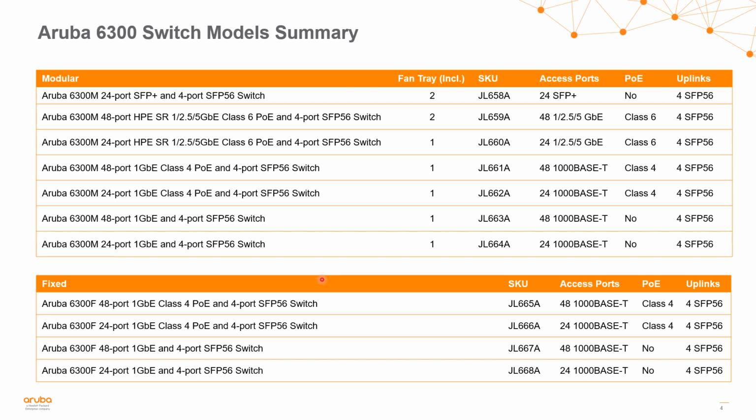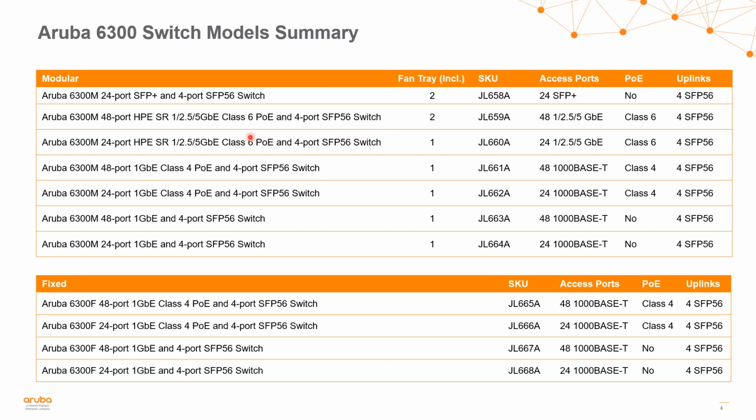But if you wanted a higher level of redundancy, you could go with the modular versions, which are on the top here, in which you can install a second power supply and a second fan tray. Starting again at the bottom, we have our 24 port 1 gig and our 48 port 1 gig non-PoE models. Of course they still have the 4 SFP56 uplinks. And then right above them we have the class 4 PoE models. So again, a 24 port 1 gig and a 48 port 1 gig, each again with the SFP56 uplinks.